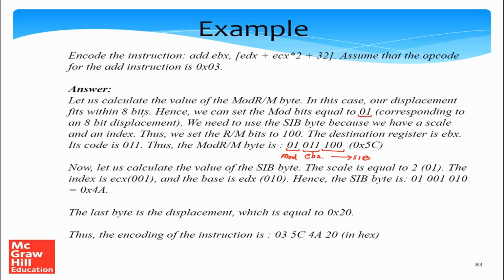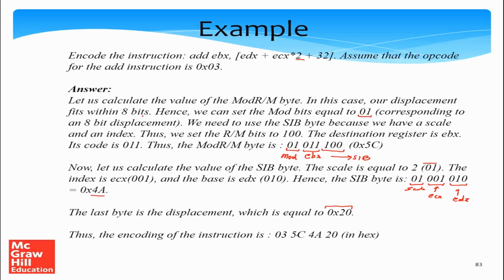Now let us calculate the value of the SIB byte. In this case, the scale is equal to 2. So we encode this as 01, and that comes over here as the scale. The index is ECX, which is 001. So this is the next field. And the base is EDX, which is 010. That is the next field. Hence the SIB byte is 01001010, which is 0x4A. The last byte is a displacement, which is equal to 32 or 0x20.